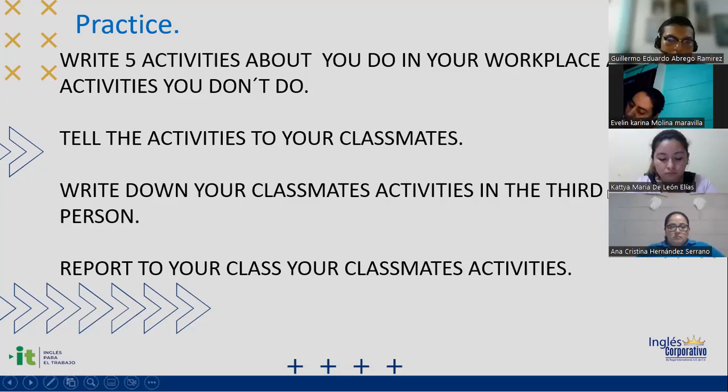Okay, now I want to explain the next step. You go to the breakout rooms in a group of three. You tell the activities to your classmates. Okay, I'm going to explain this in Spanish because I need you to do this very well.